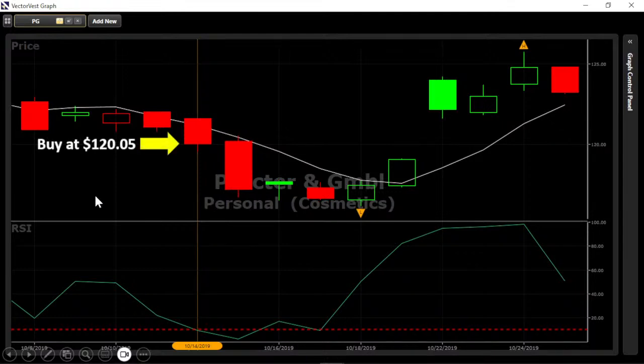If we bought there at roughly 120.05, we sold there at 119.08. Again, I don't care what the price did the next day. That's a losing trade though, right? It's not necessarily. We applied a stop loss to this trade. We're still using the exit criteria of the 5-day moving average.